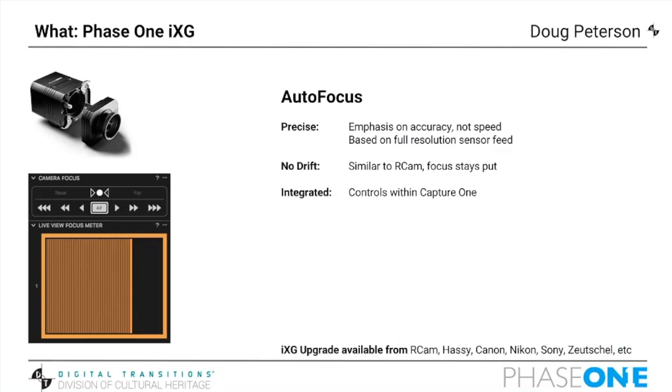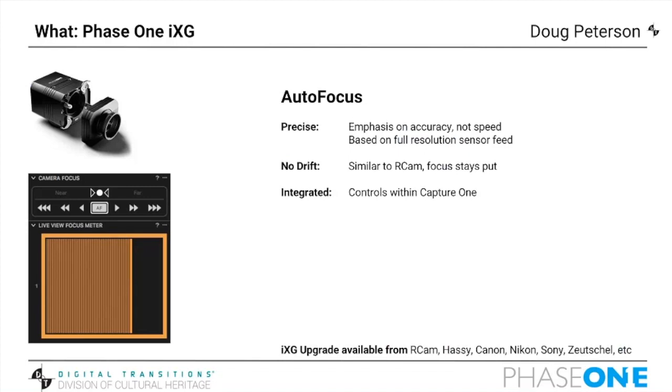The Phase 1 IXG, made by Phase 1 in tight coordination with and from strong input from Visual Transitions, provides a litany of new features and improvements over previous cultural heritage-based cameras. But the one we want to focus on today is autofocus. If your background is photography, you may be thinking, what the heck? Why in the world is somebody waxing on about a camera having autofocus? We've had autofocus for decades.